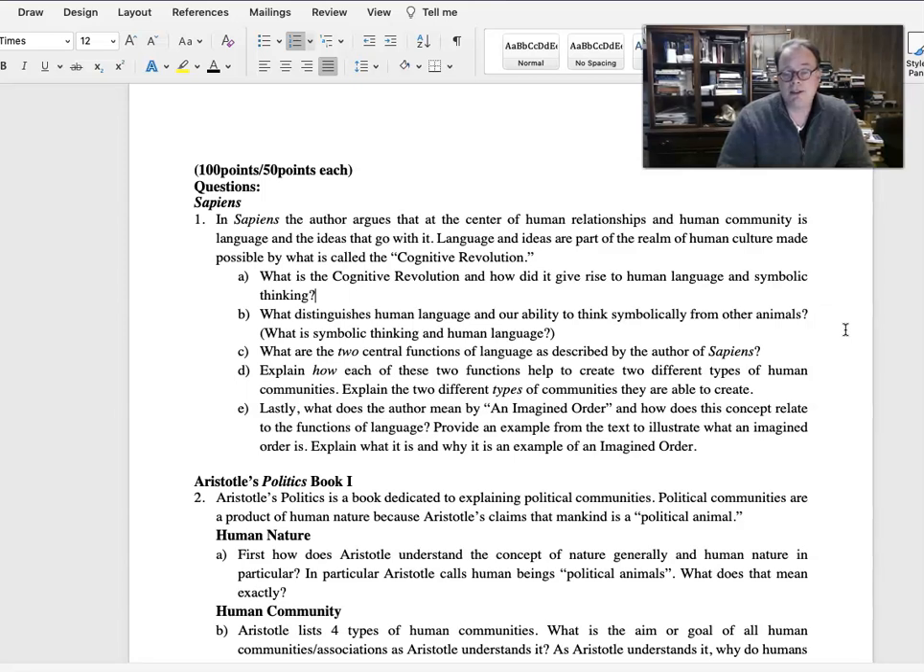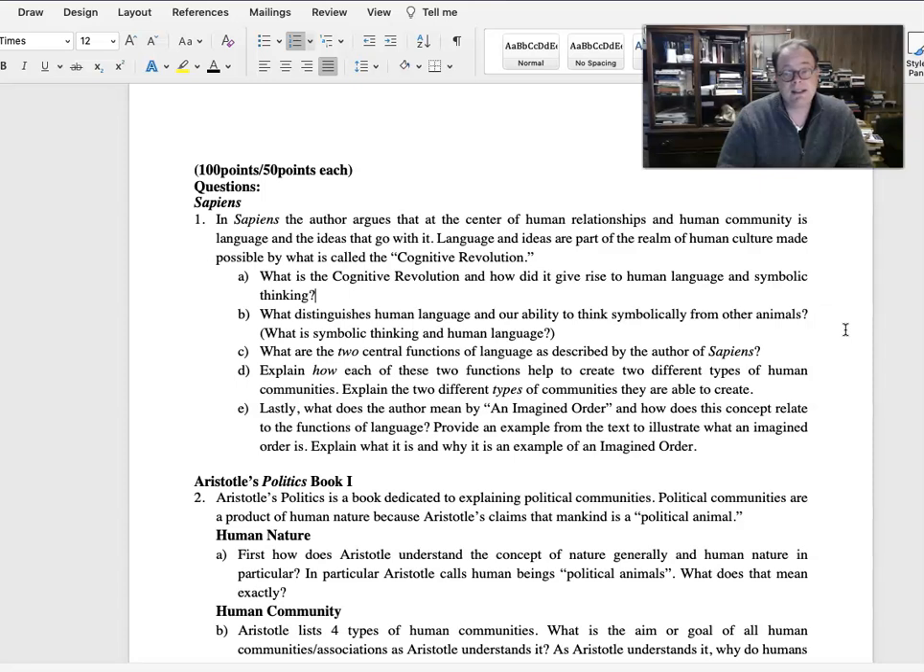Lastly, what does the author mean by an imagined order, and how does this concept relate to the function of language? Right? So an imagined order is this thing that is the product of our ability to speak in human language with all its attributes and to think symbolically. Provide an example from the text to illustrate what an imagined order is. Explain what it is and why it's an example of an imagined order.